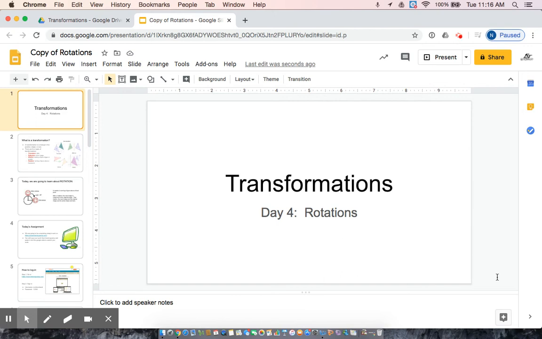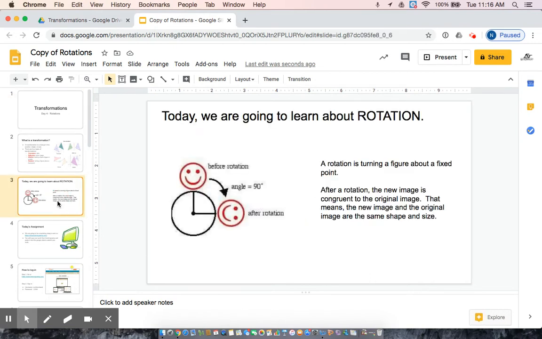Hey 7X, today we're going to learn about the last type of transformation in this unit, and that is rotation. A rotation is all about turning a figure about a fixed point. We're going to learn about two different types of rotations. We're going to rotate a figure 90 degrees and then 180 degrees in a clockwise rotation.